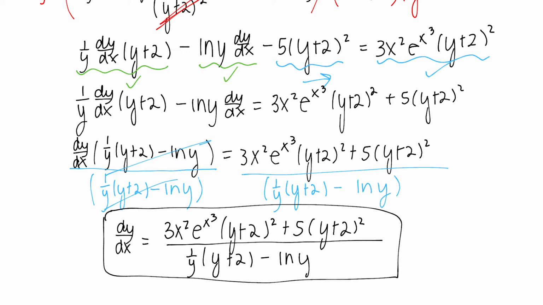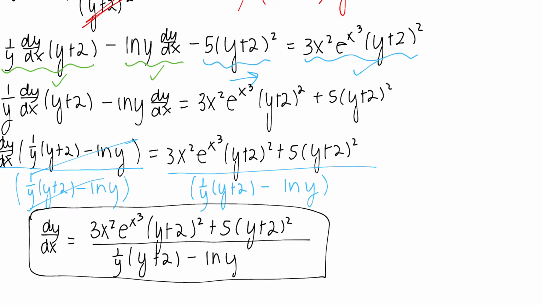A lot of work, but it gets you there. What I will mention is that the answer key looks a little bit different, and it's because the y plus 2 quantity squared on the top has been factored out, and this fraction is written a little bit differently. So in the answer key, it'll say 3x squared e to the x cubed plus 5, and then the y plus 2 quantity squared, because it factors out since they both have one.